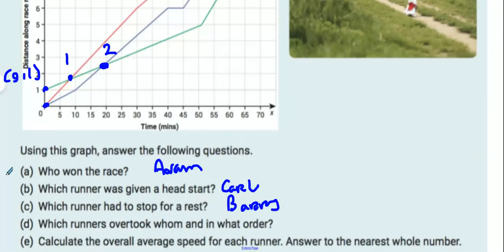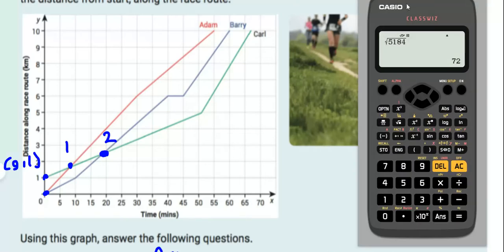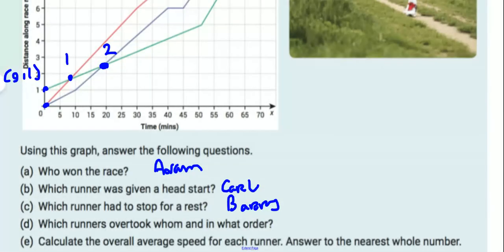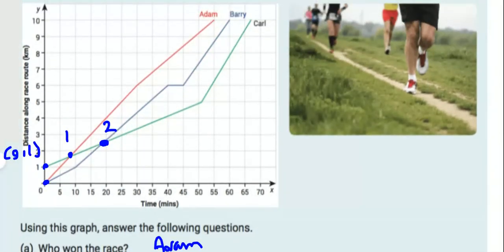Which runners overtook in what order? Yeah, we sort of did that. Calculate the overall average speed for each runner. Okay, so can everybody take out your calculator? Because we're going to do this together. Javelin. So here's what we're going to do. Okay, guys, we're going to do 10 kilometers. What does it want the answer in, meters per second or what? Wants it in kilometers per hour? Ouch.